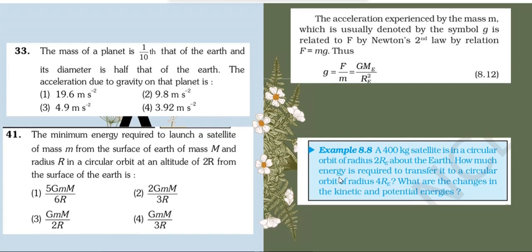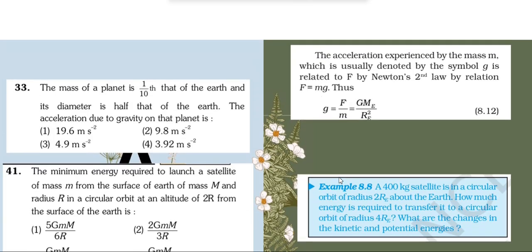And similarly, look at this question. This is from gravitation. How acceleration due to gravity depends on the mass of the planet and the diameter of the planet. It is directly proportional to mass and inversely proportional to the square of the radius. So if you use this formula and solve, this is also an NCERT formula related question. It will be 3.92.